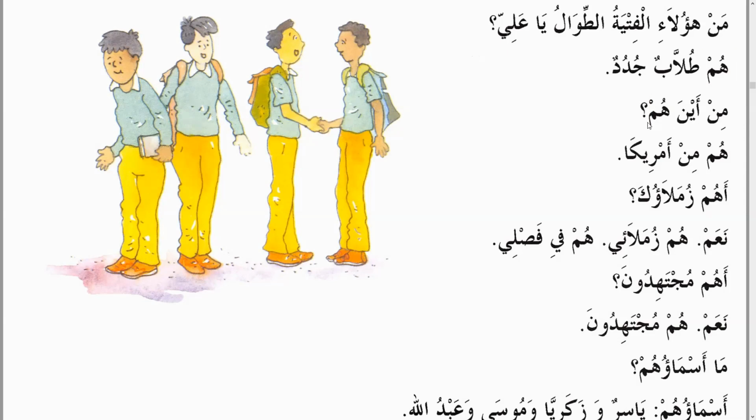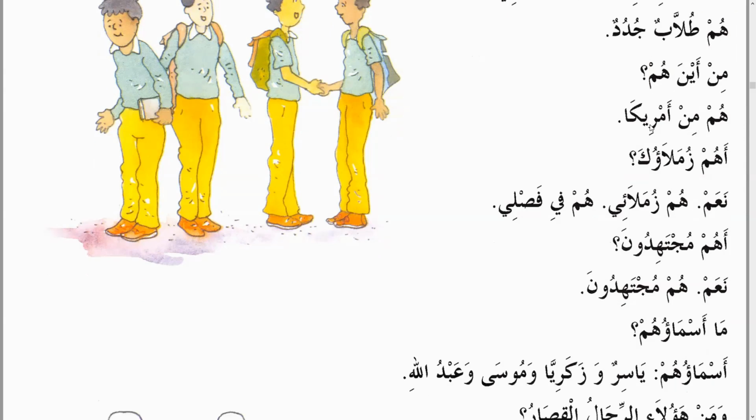Min aina hum? Where are they from? Hum min America. They are from America. We learned in the previous lessons that America, and all those countries which end with a long sound, won't get a kasra. Although they are majroor in a sense, they don't show the kasra because it's very difficult to pronounce them. Hum min America. They are from America.